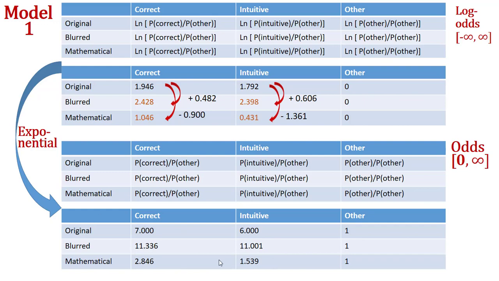And what are those numbers? Okay, these are the odds. That means that the probability of correct in the original problem is 7 times higher than the probability of other. Probability of intuitive is 6 times higher than the probability of other. In blurred, the probability of correct is 11 times higher than other, and the probability of intuitive is 11 times higher than other. And in mathematical, the probability of correct is only 2.8 times higher than other, and the probability of intuitive is only 1.5 times higher than other.